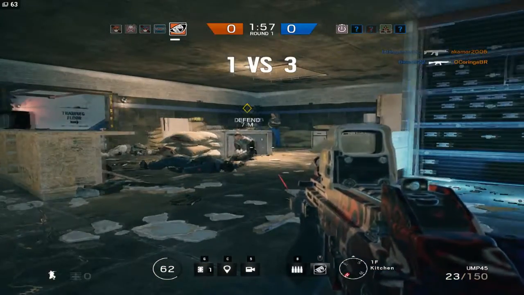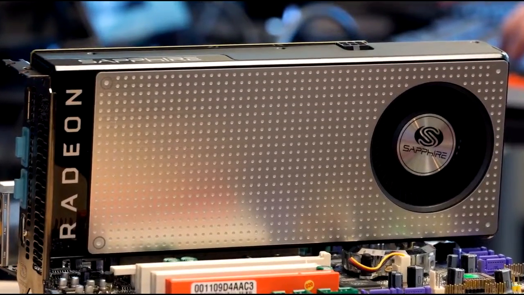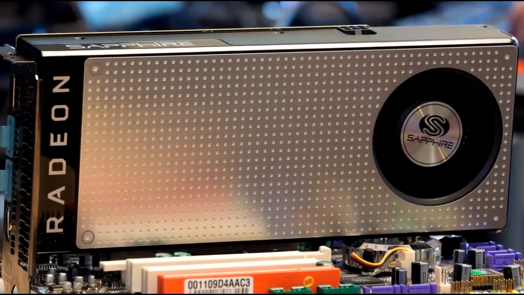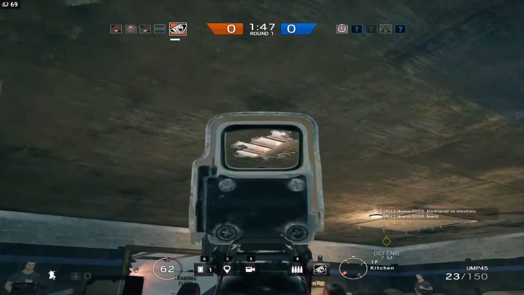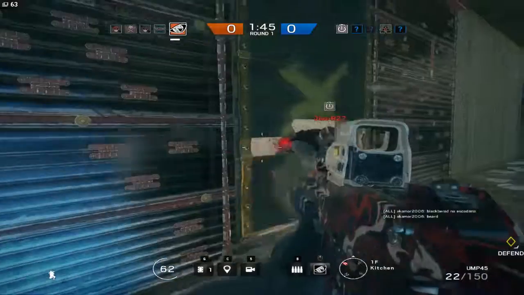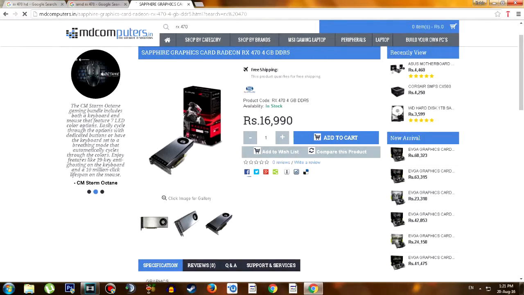So today we'll be taking a look at AMD's new RX 470 and whether it is viable for the budget Indian gamer. Now you guys might have seen a lot of talk about it being the 1080p sweet spot, so let's see if it is so in India. The RX 470 launched for around 16,000 rupees, that's the quoted price, but you can find it for about 17,000 with online retailers like mdcomputers.com or amazon.in.